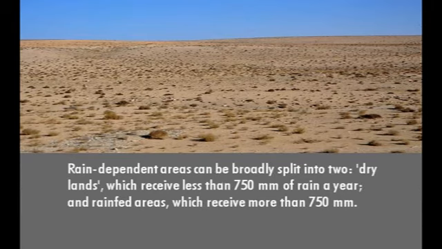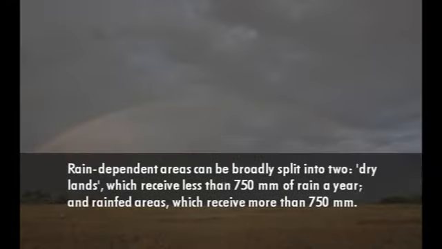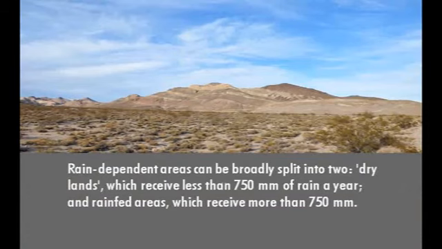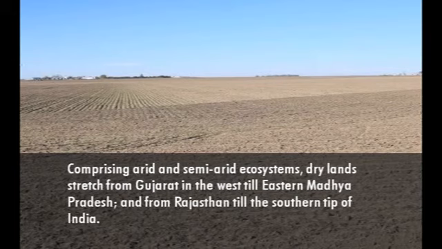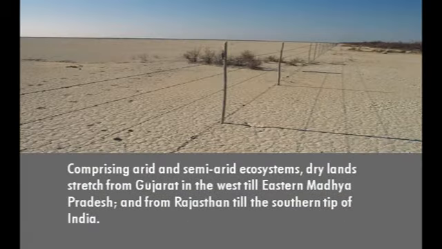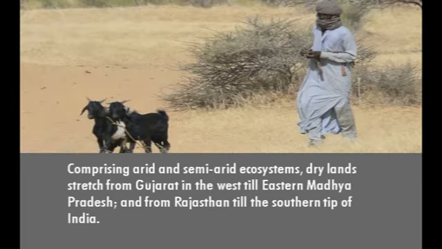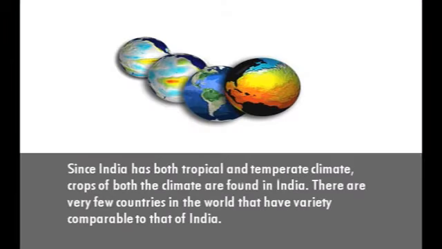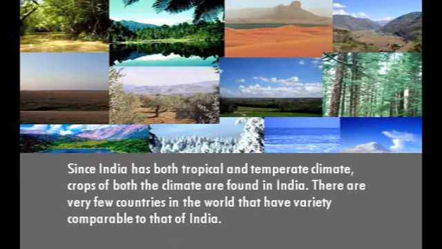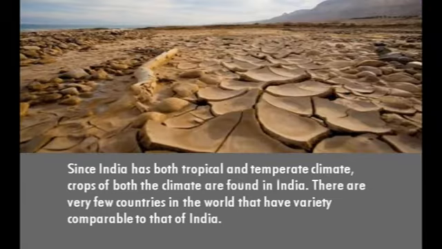Rain-dependent areas can be broadly split into two: dry lands, which receive less than 750 millimeters of rain a year, and rain-fed areas, which receive more than 750 millimeters. Comprising arid and semi-arid ecosystems, dry lands stretch from Gujarat in the west till eastern Madhya Pradesh and from Rajasthan till the southern tip of India. Since India has both tropical and temperate climate, crops of both the climates are found in India. There are very few countries in the world that have variety comparable to that of India.